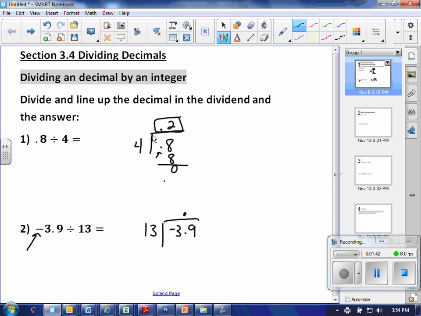So I'm going to treat it like 13 goes into 39, and it goes in 3 times. Okay, 3 times 13 is 39. So 39 minus 39, ignore the negative, is 0. And I'm done, except you have a negative divided by a positive. That's an odd amount of negatives, so your answer would be negative.